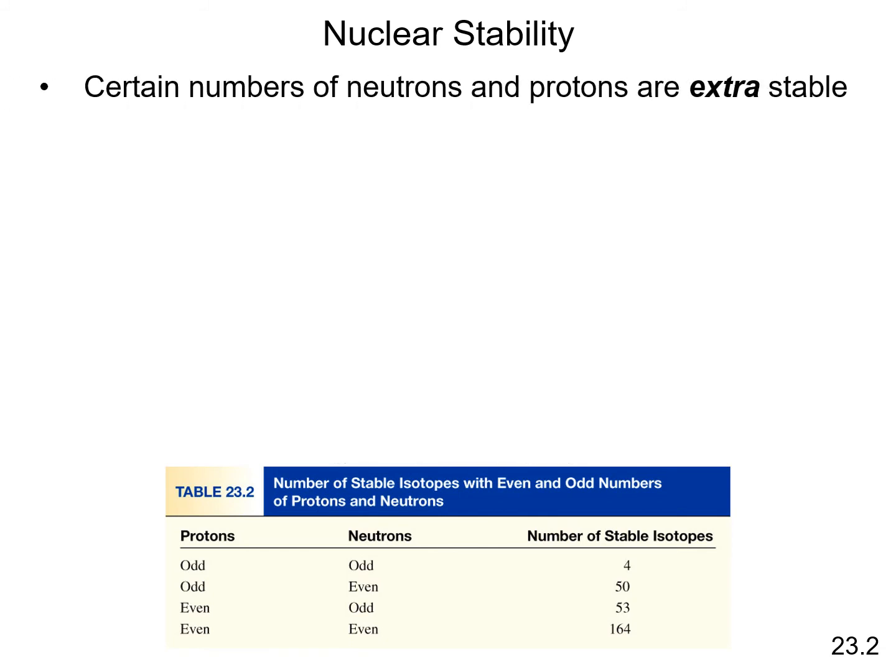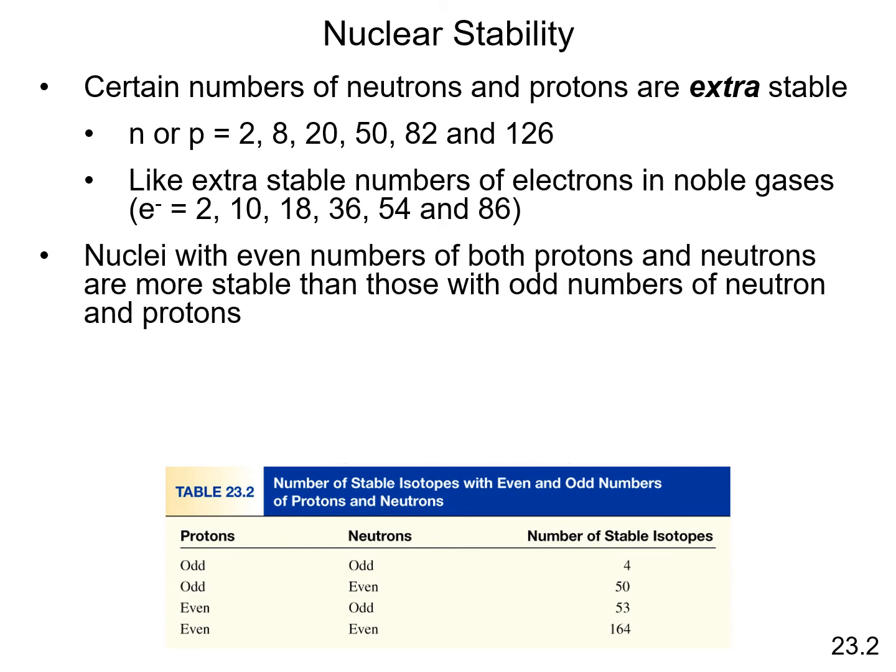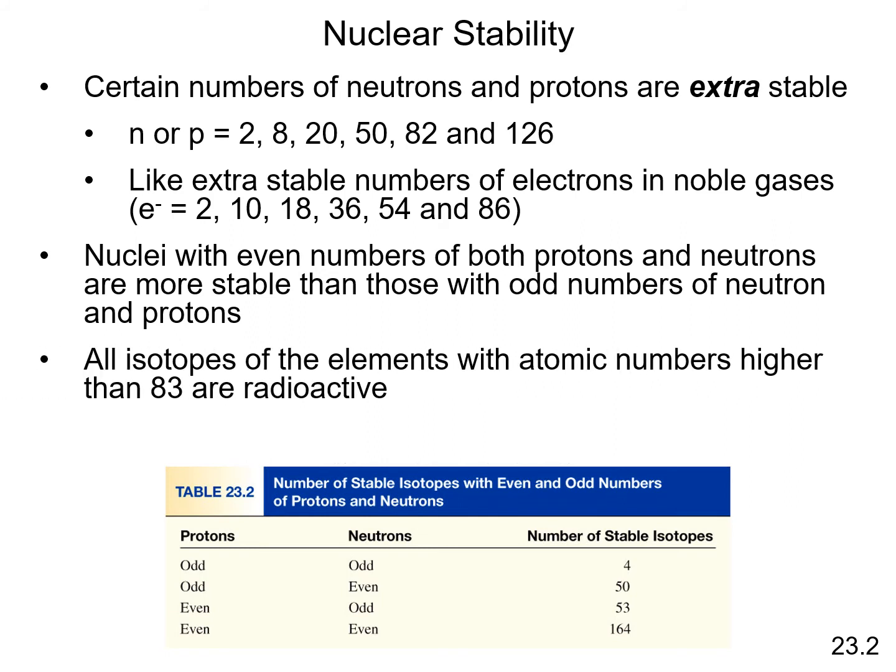This is what we call the magic numbers. Nuclei that are stable have certain numbers of neutrons and protons that are considered extra stable. So if your N or P is equal to 2, 8, 20, 50, 82, 126, similar to the stable numbers for electrons in noble gases. In addition, nuclei with even numbers of protons and neutrons are more stable than those with odd numbers of neutrons and protons. So both even.